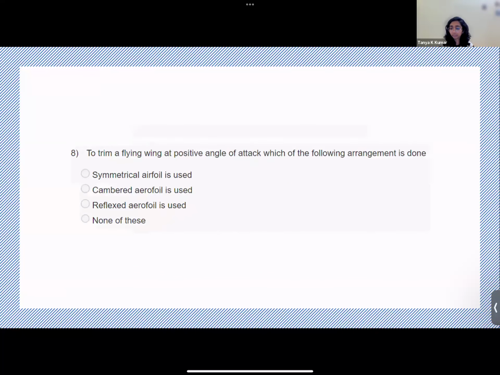Let's go to the next question. To trim a flying wing at positive angle of attack, which of the following arrangements is done? We just discussed this: reflex airfoil. So to trim a wing at positive angle of attack, which arrangement is done? Reflex airfoil. You have a positive Cm naught. So this is a Cm naught greater than 0.